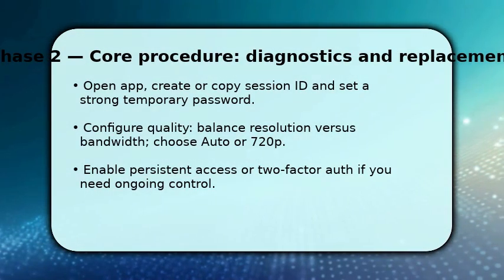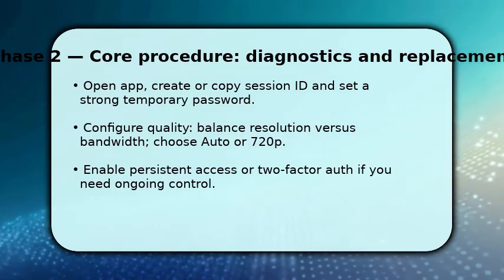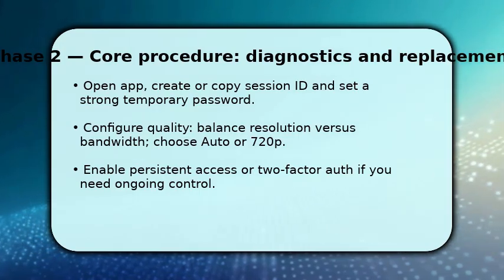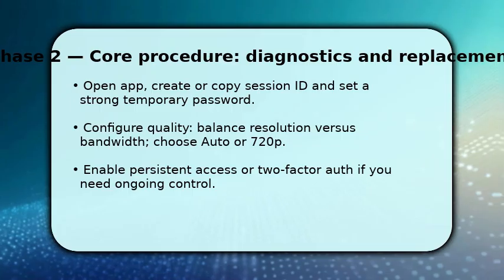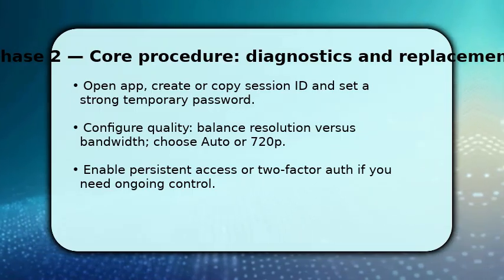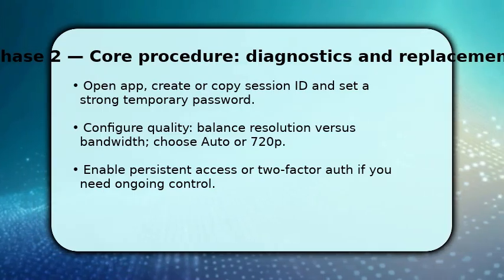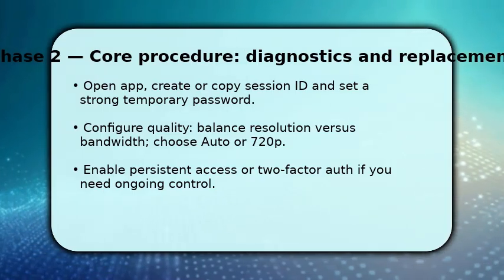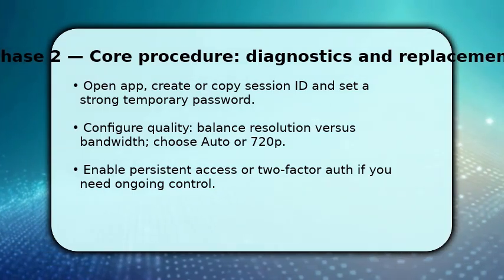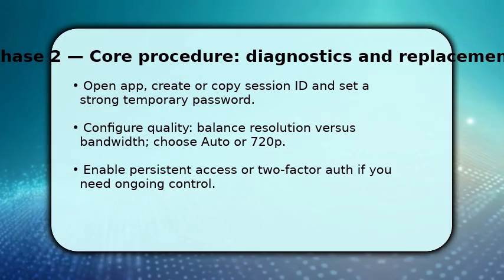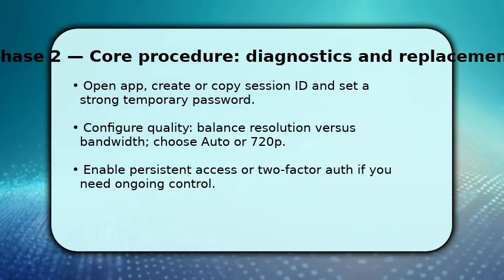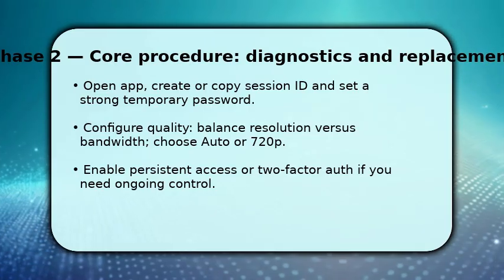Once the app is ready, open it and create or copy the session ID and set a strong temporary password for the current session. Next, configure connection quality. Choose auto or 720p if bandwidth is limited, because resolution versus speed matters for responsiveness. If you need ongoing access, enable persistent access and set two-factor authentication to protect the link.